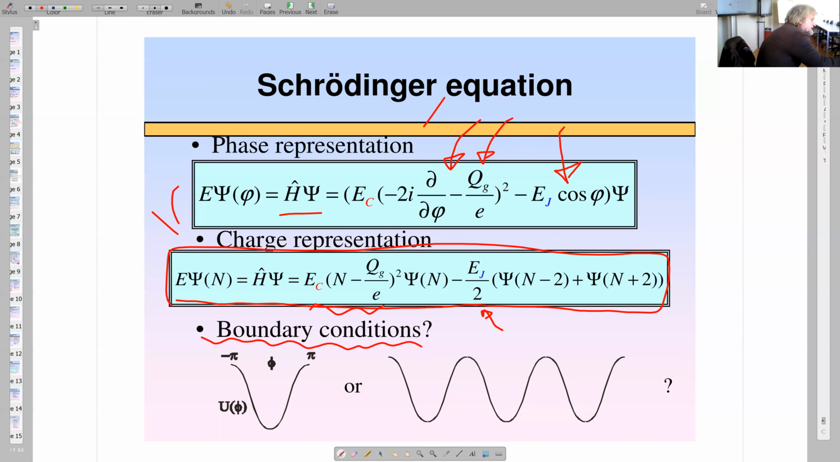Let's talk about phase representation. We could look at this equation and solve it for functions which are periodic in phi. Right, so this is the potential, and the wave function is just the same at -pi and pi. Can you imagine this? Nobody has a problem imagining this? I had.